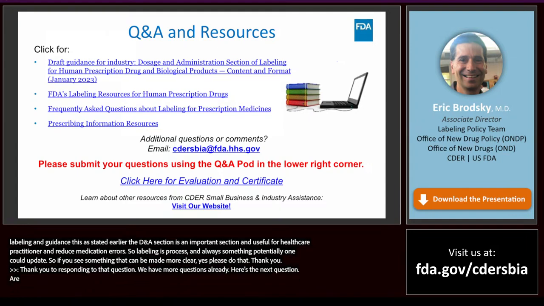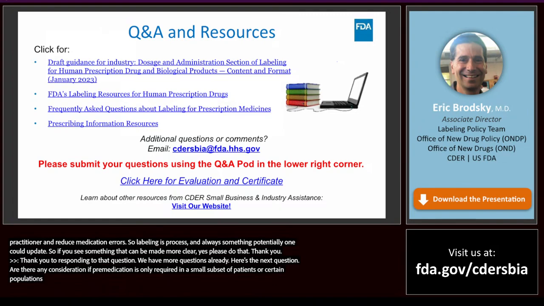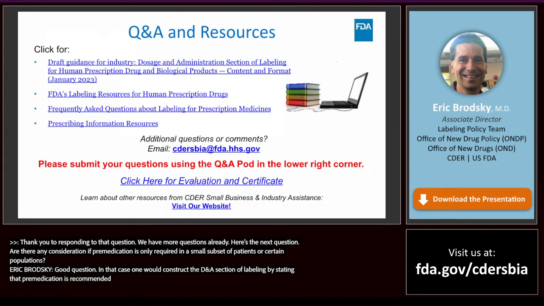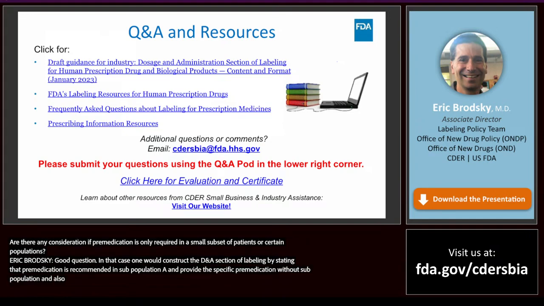Are there any considerations if pre-medication is only required in a small subset of patients or certain populations? Good question. So in that case, one would construct the DNA section of labeling by stating that pre-medication is recommended in subpopulation A and provide the specific pre-medication for that subpopulation, and also state for subpopulations B and C, pre-medication is not needed.